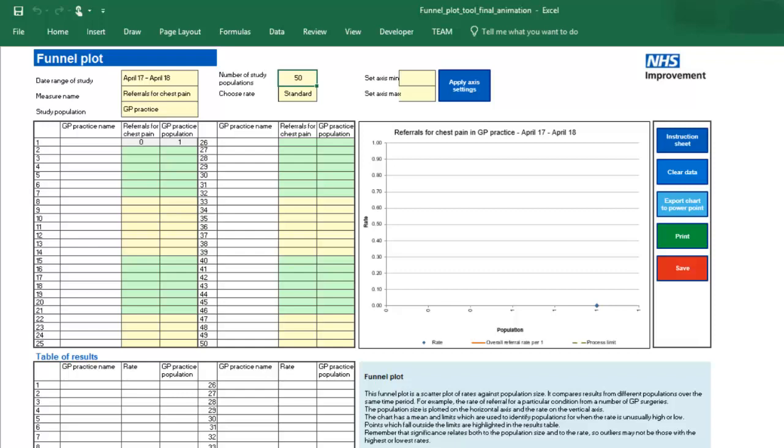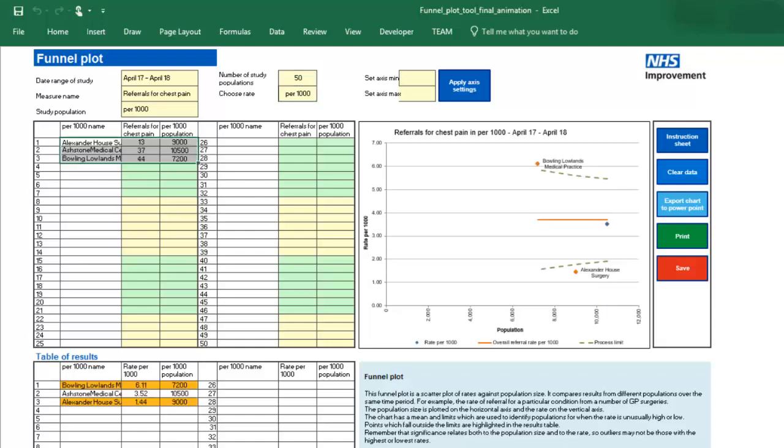This is entirely fictitious data. I've set up a study population of a maximum of 50 GP surgeries, and you can use a rate which is literally the number against the population, or I might want to know the rate per thousand, and that's what I'm choosing to use today. Right, let's start filling in some data.